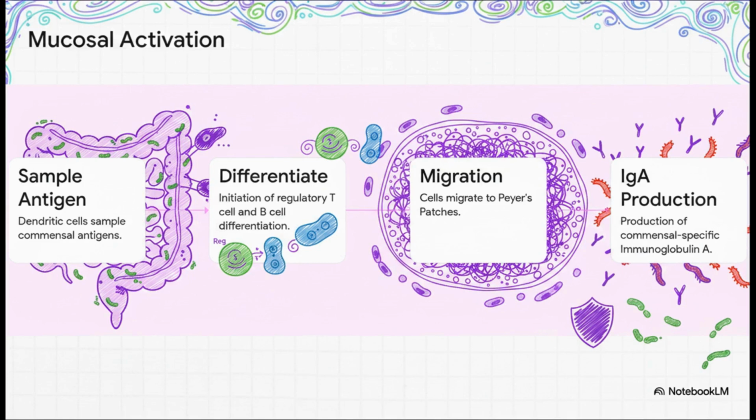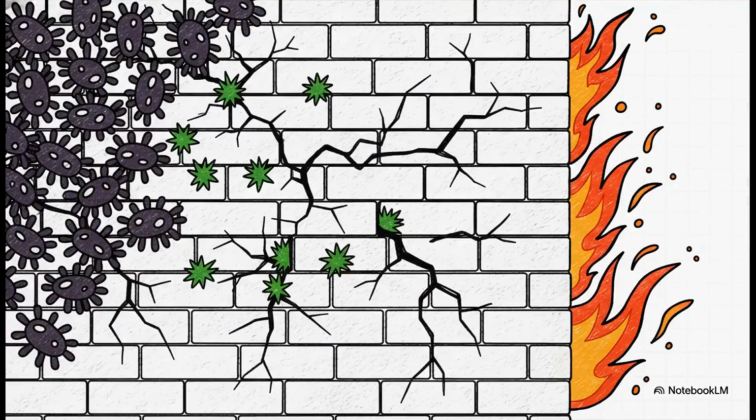Localized commensal bacteria simultaneously inhibit pathogenic microbes by competing for scarce nutrients and inducing specific T and B cell responses. Microbiome dysbiosis completely disrupts this localized homeostasis. Gram-negative bacteria within an imbalanced microbiome release lipopolysaccharides, or LPS, directly from their outer membranes.